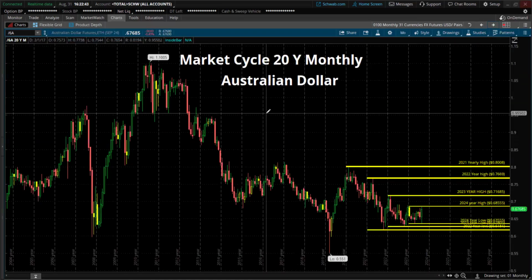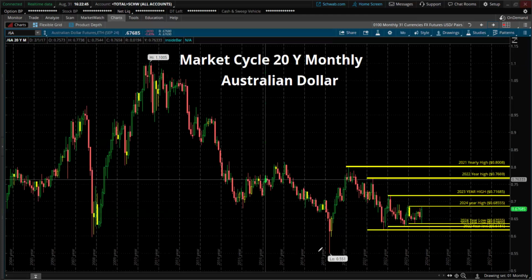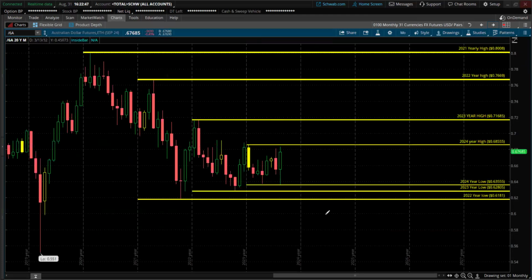Australian dollar. Here's the high for the past 20 years. Here's the low for the past 20 years. Still inside the range of last year. Here's the low of last year. Here's the high. This month actually made a new low for the year right down here.